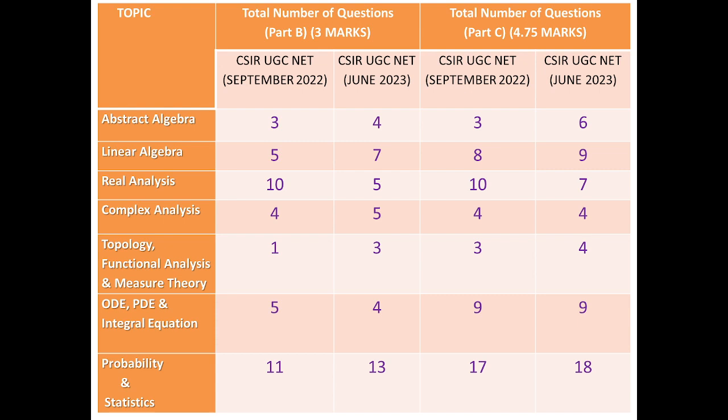So to qualify the coming NET exam, our suggestion for the NET aspirants is that students from a mathematics background should focus on abstract algebra, linear algebra, real analysis and some complex analysis, and also some ODE, PDE if possible. And students from a statistics background should focus on probability and statistics, and also some linear algebra and real analysis, and also some ODE, PDE if possible.